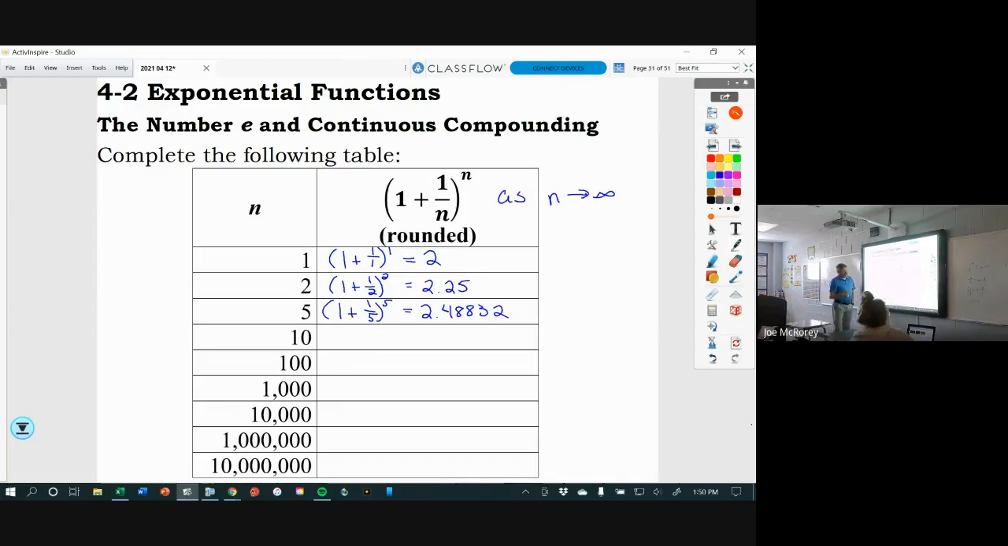Now I want you to do 10, 100, 1,000, 10,000, 1 million, 10 million. Plug it in. I'm not going to write them all down. Use that equation and change the n to the number I told you to use.